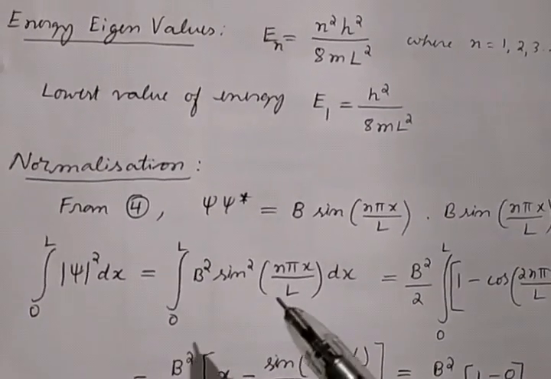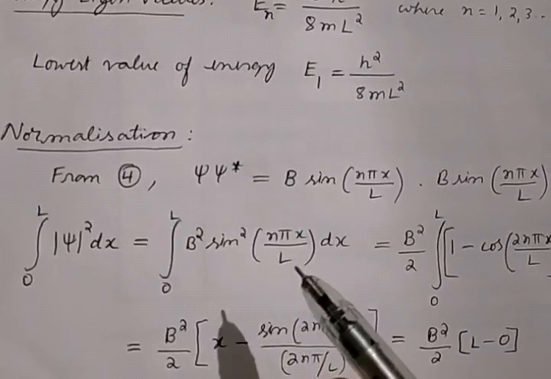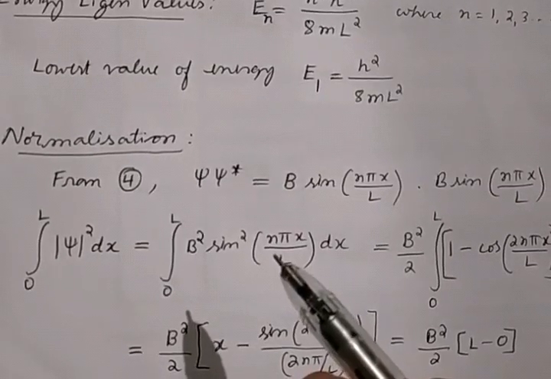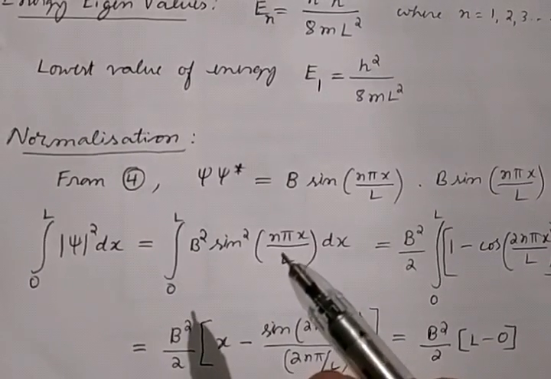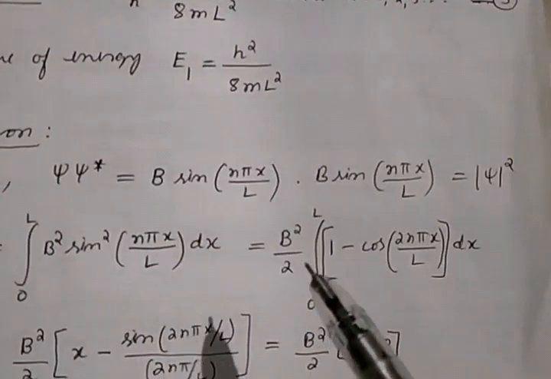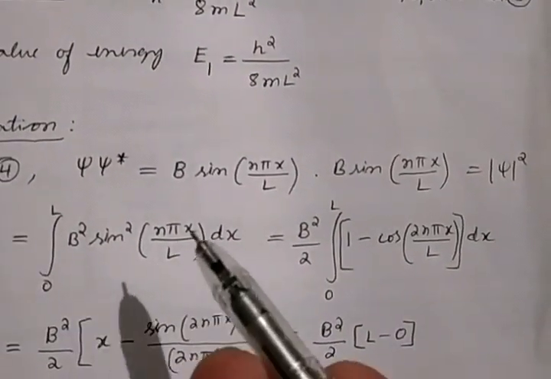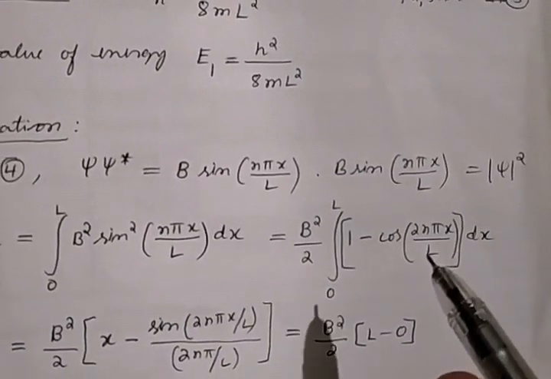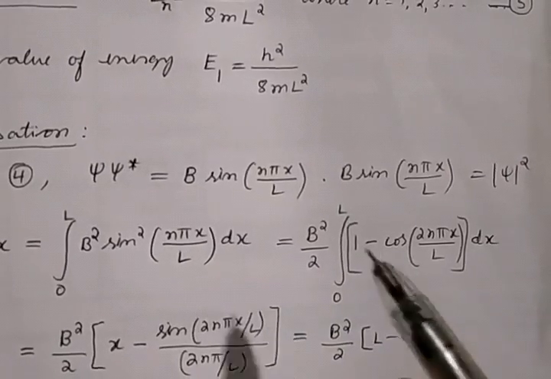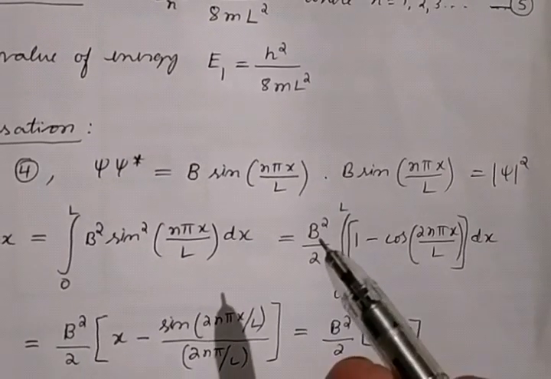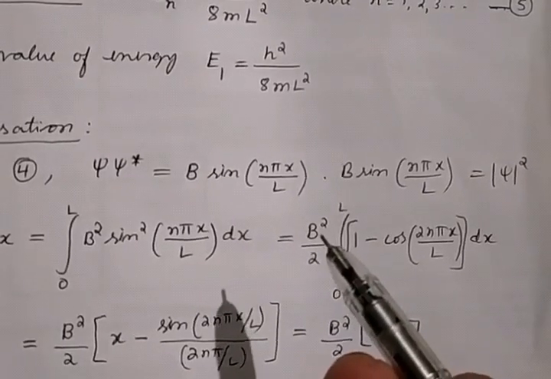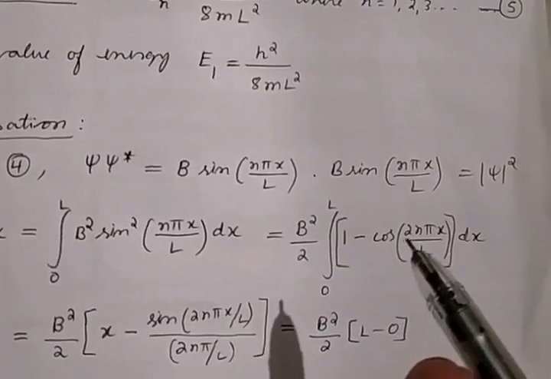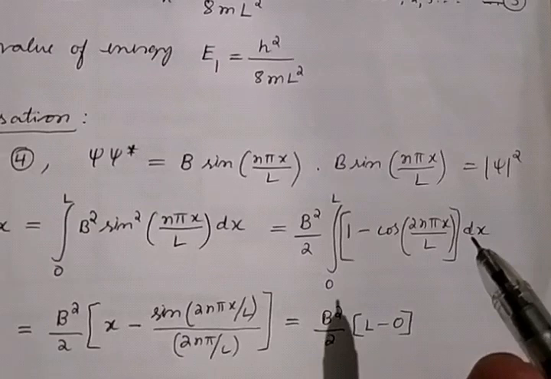Now to find the integral of sine square theta, we can use the formula: sine square theta can be written as 1 minus cos 2 theta divided by 2. Applying that here, sine square of n pi x by L is written as 1 minus cos of 2 n pi x by L, whole divided by 2, that I have taken outside along with another constant, that is b square. So you get b square by 2 integral 0 to L of 1 minus cos 2 n pi x by L dx.